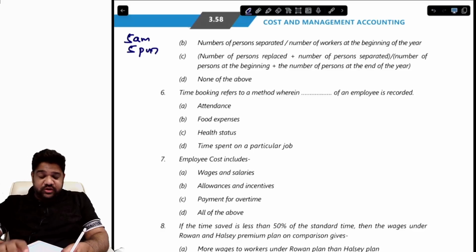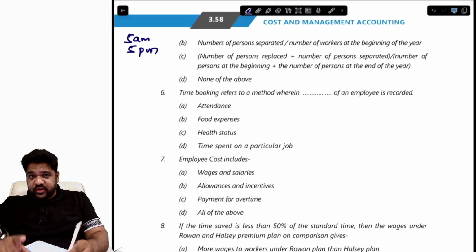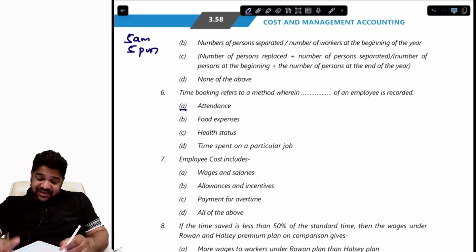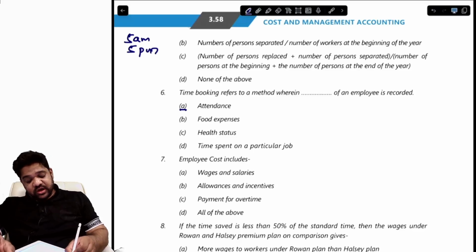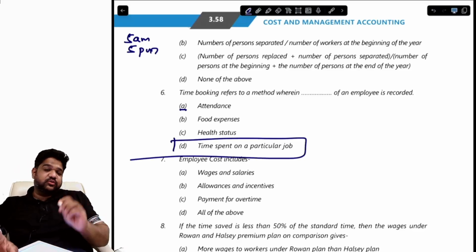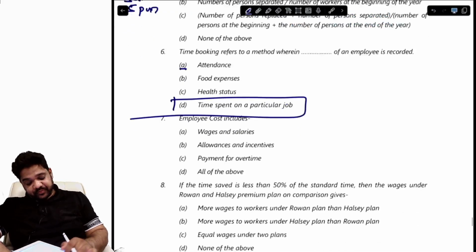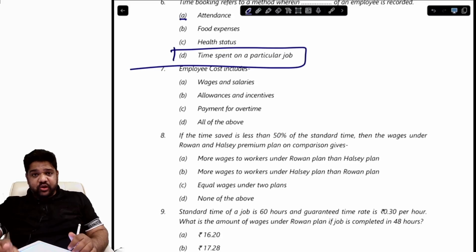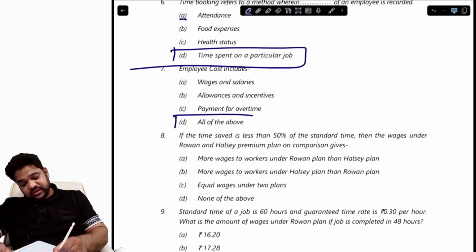Was he roaming around? Was he doing a particular job? Was he doing multiple jobs, and so on? That is what time booking is, so keep that in mind. Attendance, no. Attendance is timekeeping. Food expenses, no. Health status, no. The time spent on a particular job is what time booking records. Employee cost includes wages and salaries, allowances and incentives, payment for overtime, all of the above. The answer is all of the above.